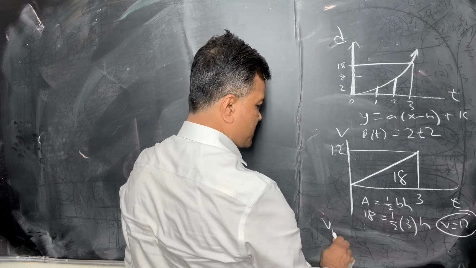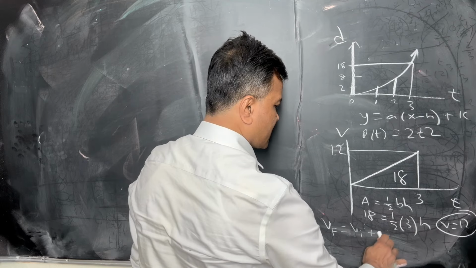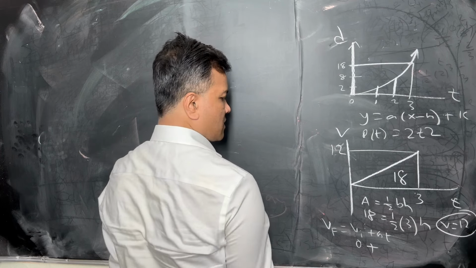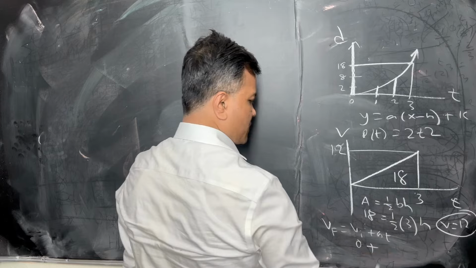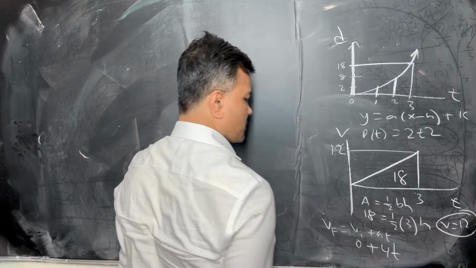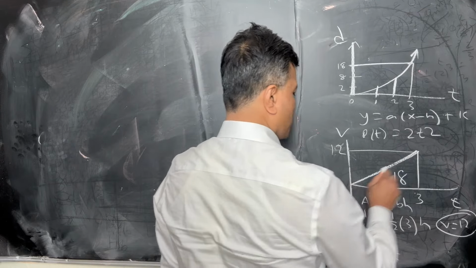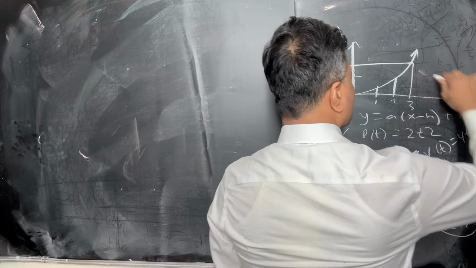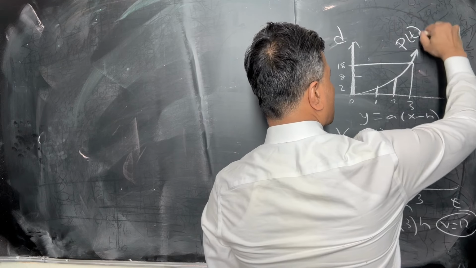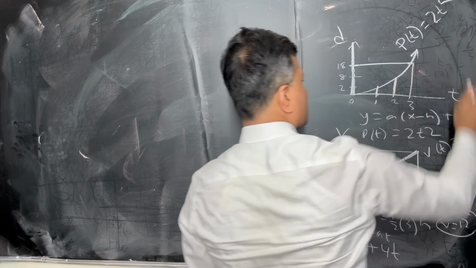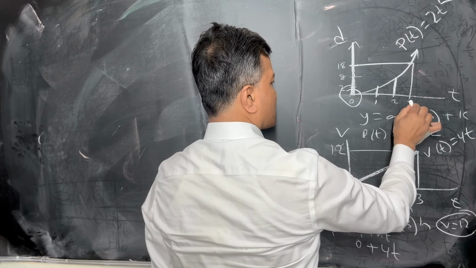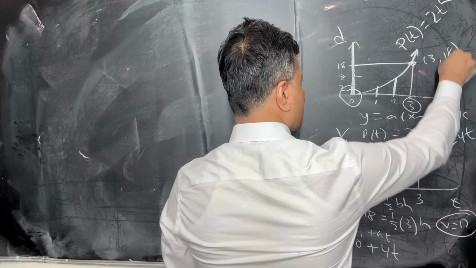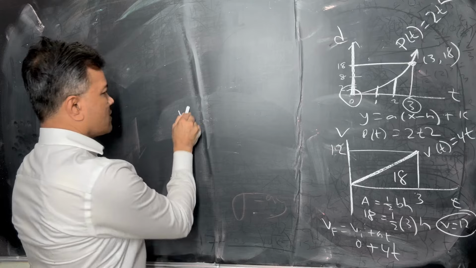So now what would be the velocity equation? All right, so Vf is equal to Vi plus at. This is 0 plus acceleration, 12 minus 0 divided by 3, so 4t. Okay, so this line is V of t is equal to 4t. And this one, P of t is equal to 2t squared, using this point, 3 comma 18.